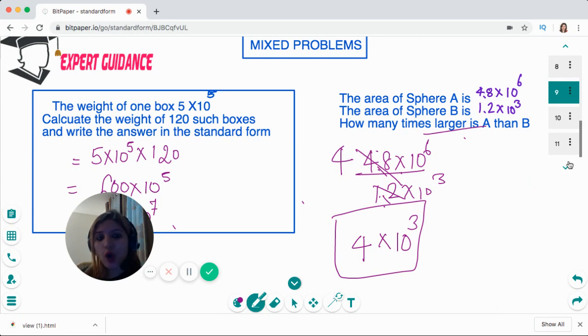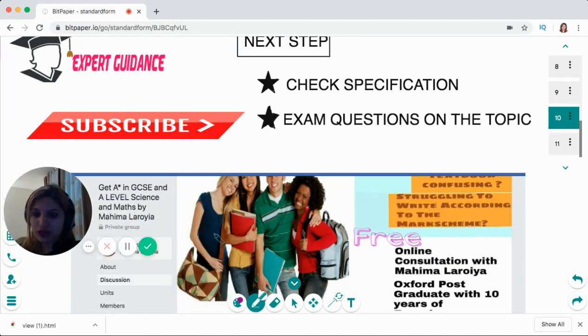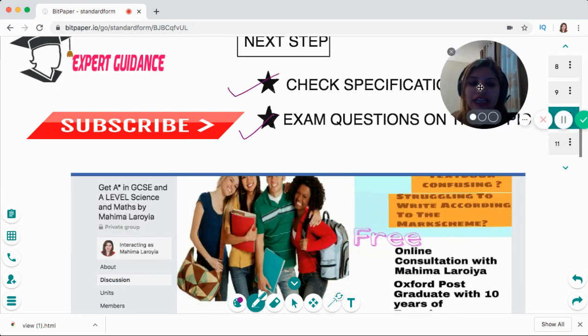Okay, so I hope this concept of standard form is crystal clear to you. About the topic is still not complete until and unless you try exam questions on this topic. The link of that is mentioned in the description box below. And as always, do check your specification to make sure that everything on this topic that is mentioned, you have covered all.